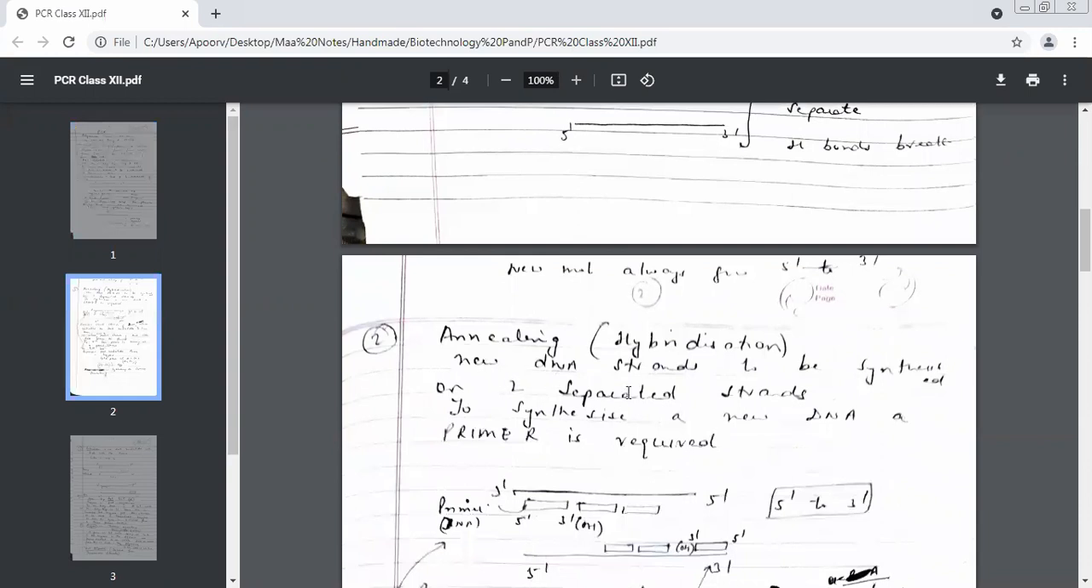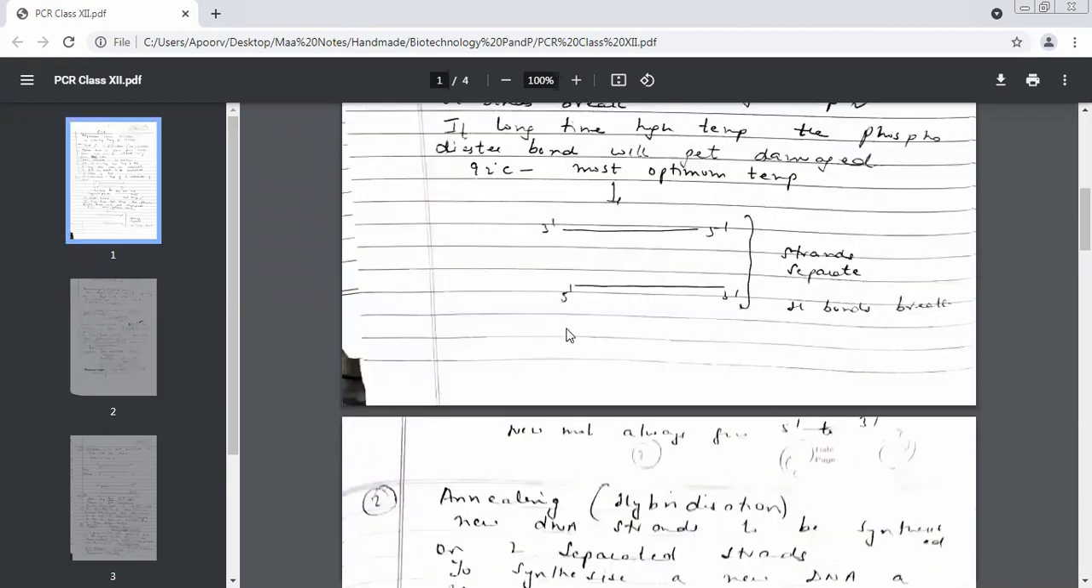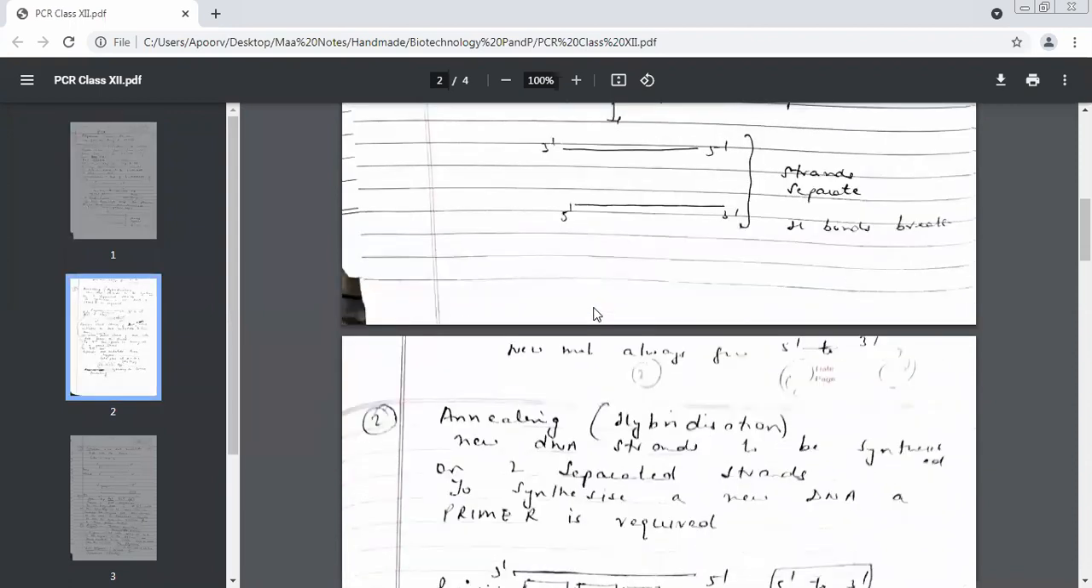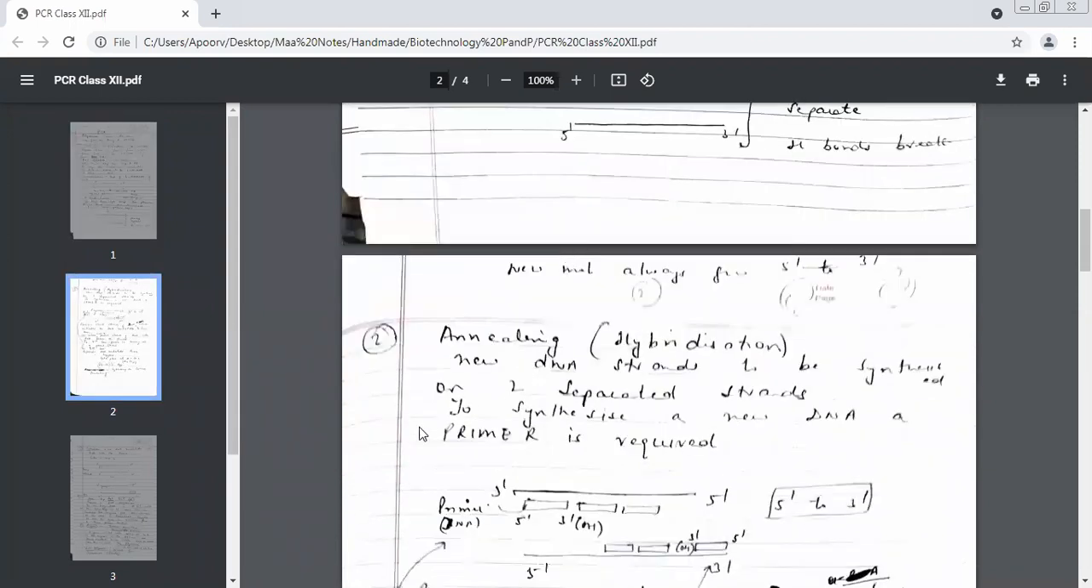Now we need a new DNA strand to be synthesized. We have 2 separated strands. From this, we have to make a new DNA. Remember, the first thing which is needed to make a new DNA is primer. What is needed, children? First thing which is needed for annealing. Primer. Have you heard this word primer anywhere?